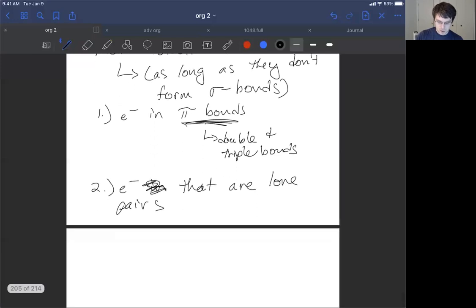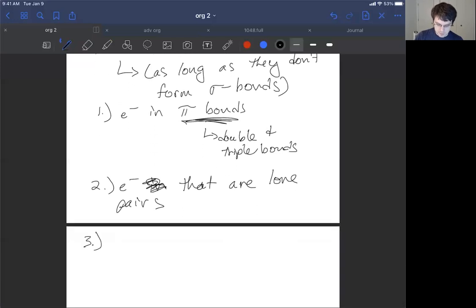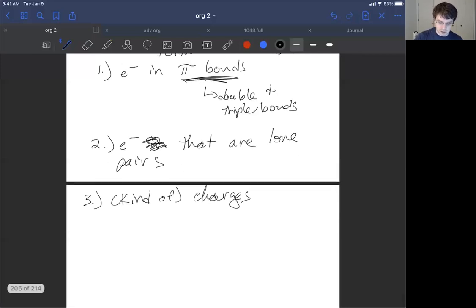Okay. What else gets moved? Well, I'm going to put a "kind of" in front of this one. Charges can move, but they really move in response to where the electrons are going. So it's not really correct to say that charges are moving. What we're doing is we're moving the electrons, and then we calculate the formal charge afterwards to see what the charges become.